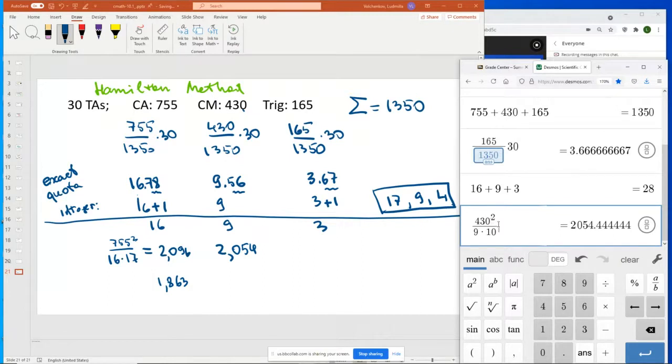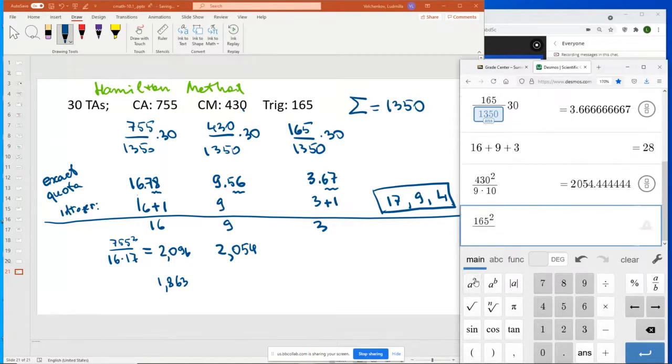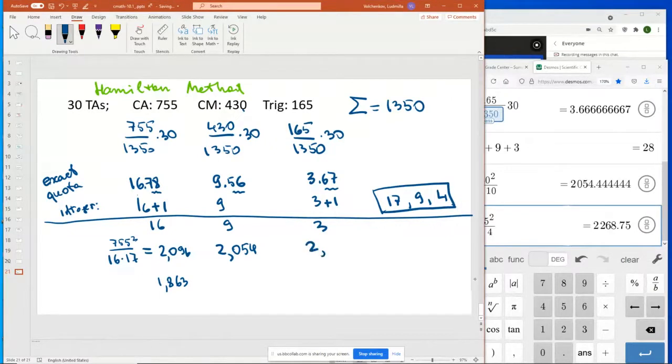And the last one, 165 squared divided by the present representation, which is 3, the current number of TAs, multiplied by the future, 4. And we get 2,269. Okay, according to the HH method, the greatest Huntington-Hill number is for trigonometry, so trigonometry gets +1.